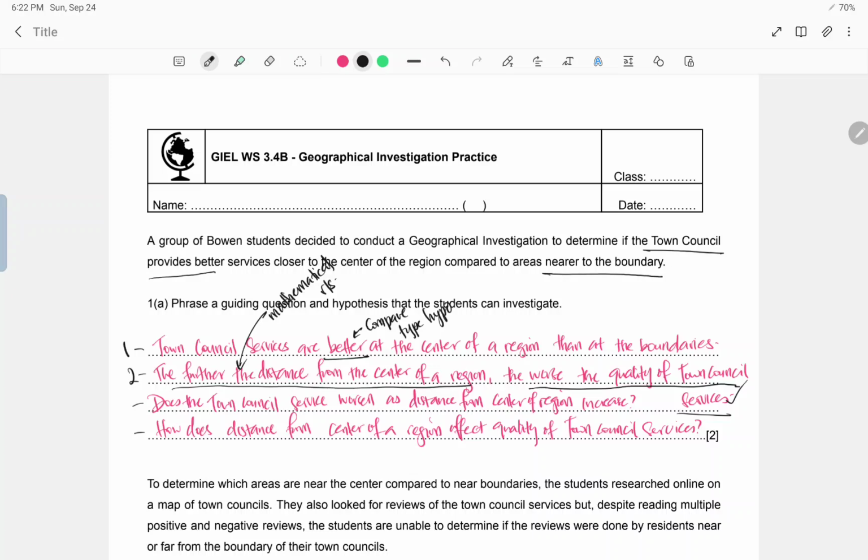So there's one, however, a limitation for this compare type hypothesis that cost some of our classmates marks, where they wrote down town council services are better at the center of a region, full stop. Right? If this is a compare type hypothesis, you have to say compare to something. So better at this than what? So better there at the center of the region than at the boundaries. So you need to have both sides. Then you can compare. Okay? So this is the hypothesis.